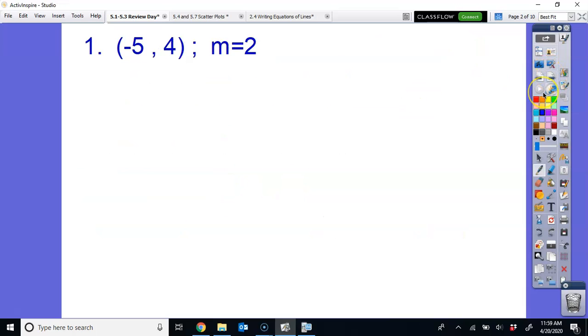Particularly in number 1, we have the point (-5, 4), and the slope is equal to 2. So if we're thinking about y equals mx plus b, we have the m, it's given to us. M is 2. But we don't have the b. We don't have the y-intercept because this right here, -5 and 4, is an x value and a y value, x1 and y1, from a particular point on the graph. It is not the y-intercept. Remember, the y-intercept would always have an x value of 0. So what we have is a point and a slope.